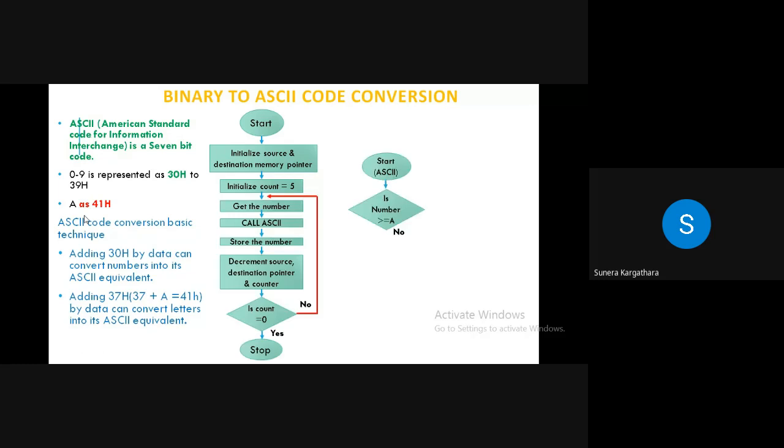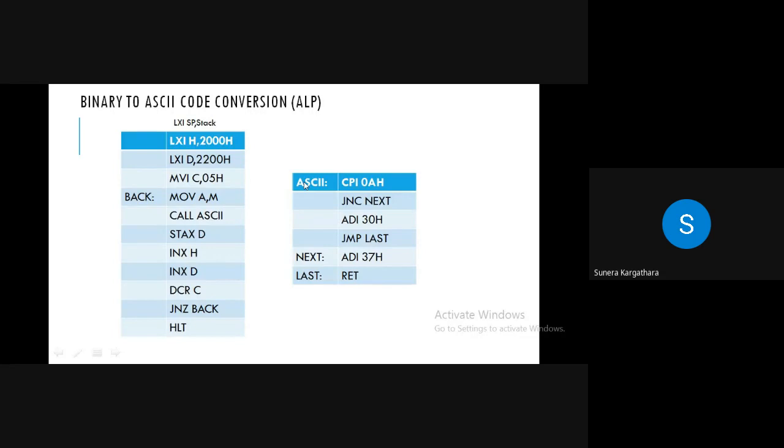So how to convert it? Just try to understand. You will take a number. You will check whether the given input is a number or an alphabet. So you will compare it with A: is it greater than or equal to A, or less than A? If it is less than A, that means it is a number 0 to 9, right? Then you need to add 30. But if it is an alphabet, that is between A to F, you need to add 37, right? So accordingly, you need to write your program, right?